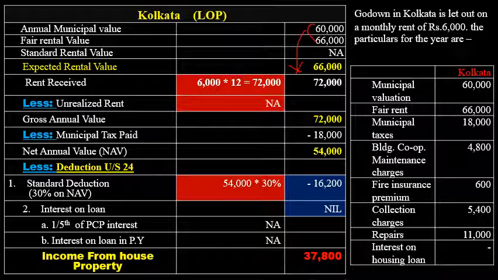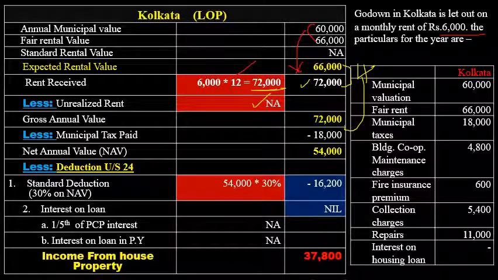Next, rent received is 6,000 per month and total let out duration is 12 months, so rent received is 72,000. No unrealized rent, no vacancy period. Next, gross annual value. Expected rental value or rent received, whichever is the highest, is the gross annual value. 66,000 or 72,000, whichever is higher is 72,000, because here there is no vacancy and no unrealized rent. So you have to compare the expected rental value with the rent received, whichever is higher is the gross annual value.